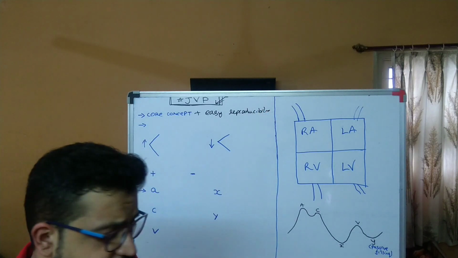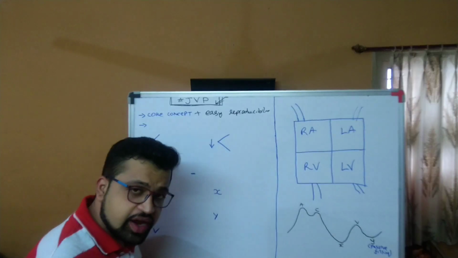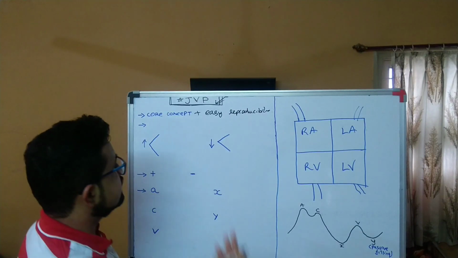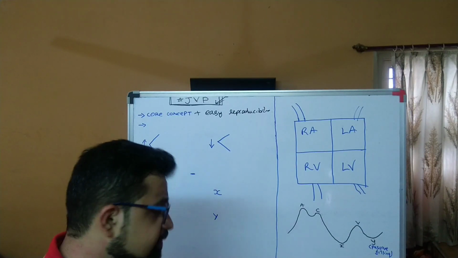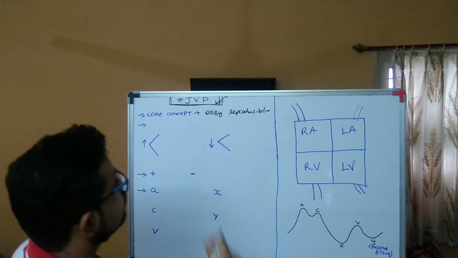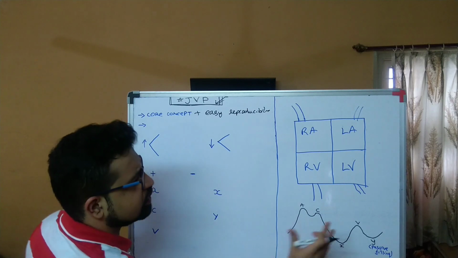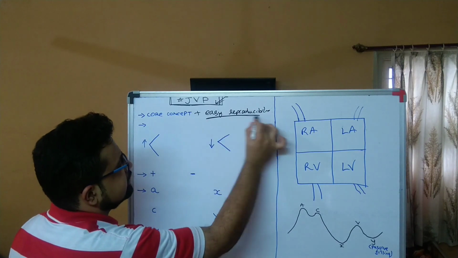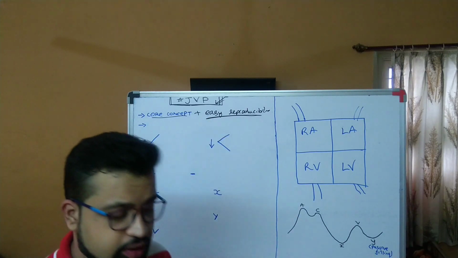The reason being, JVP would be one of the findings in the cases given to you in real life or in exam, so you don't have that much time. You have to answer within seconds. You have to clinch the diagnosis within seconds. So you don't have so much time to imagine the whole JVP cycle. So we are going to focus on easy reproducibility as well, apart from the core concept.